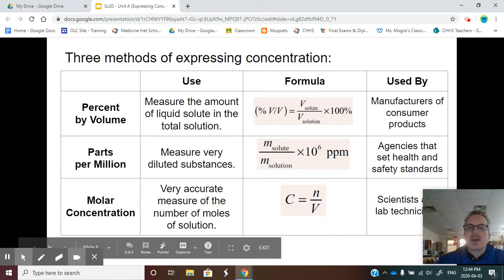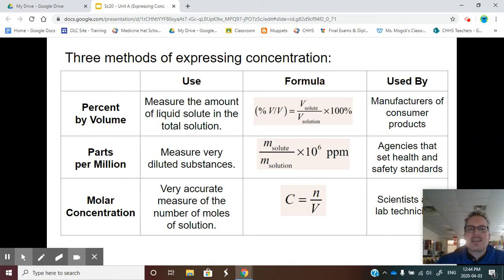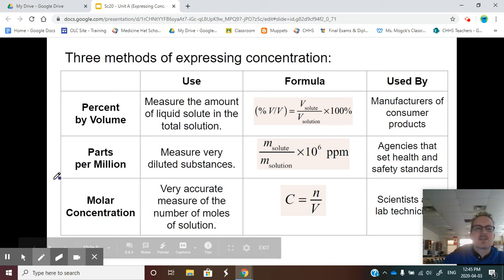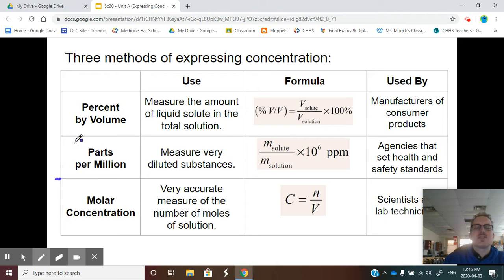Now, what we're going to do is we're going to look at these 3 formulas. We're going to use them in 3 very different cases. However, what we're going to do today is we're going to concentrate on the first 2 when it comes to mathematics. When we look at percent by volume, this is when we measure a liquid and it's dissolved in more liquid. In most cases, this is how manufacturers do it.